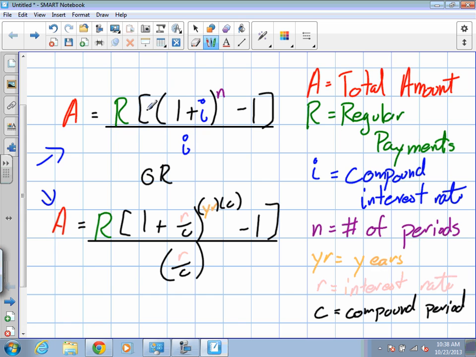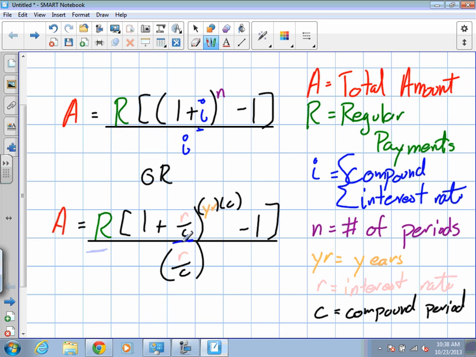Okay. You'll notice A, which stands for the total amount of an annuity. So how much money you'll make over the life of this annuity. R stands for regular payment. So how much money you put in every period. Okay. I is the compound interest rate.